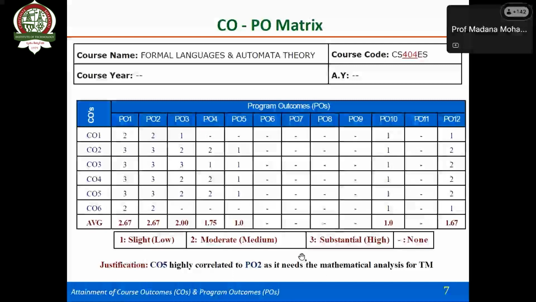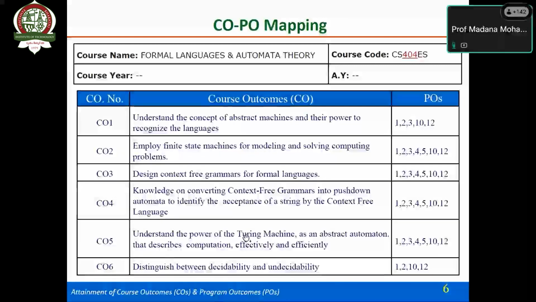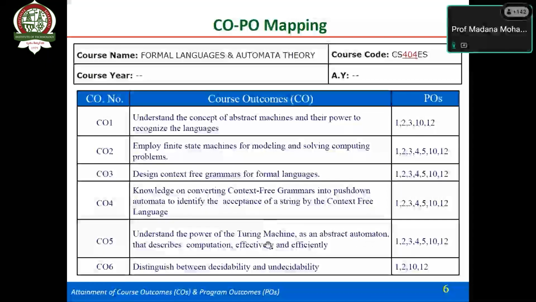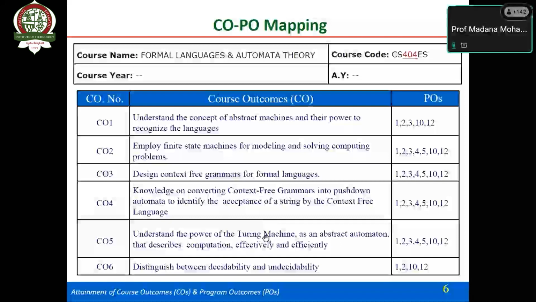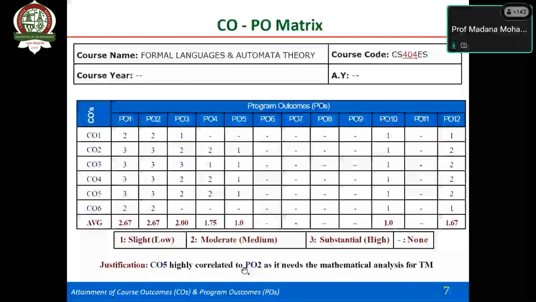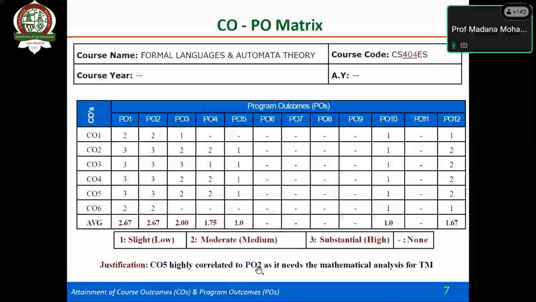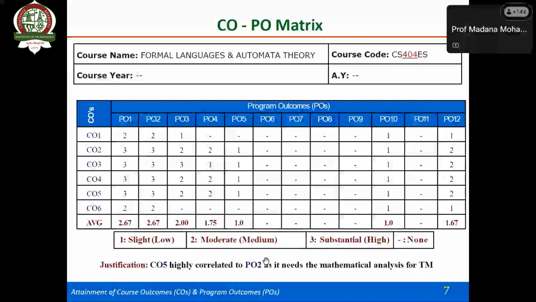Why? Go back once to CO5: understand the power of the Turing machine as an abstract automaton which describes computation effectively and efficiently. This is one model of computation, the Turing machine, which is the most powerful model among all the models that exist in computational intelligence. So CO5 is highly correlated to PO2 as it needs mathematical analysis for the Turing machine. Complete mathematical analysis is required for understanding the model of the Turing machine. That's why it is highly correlated.